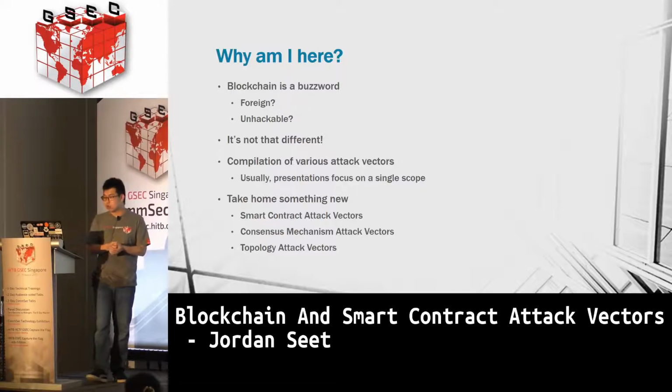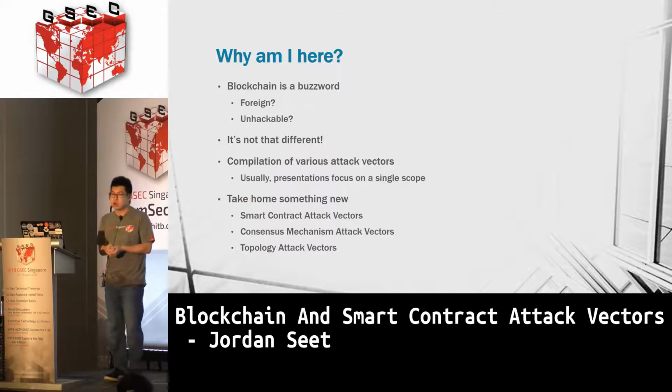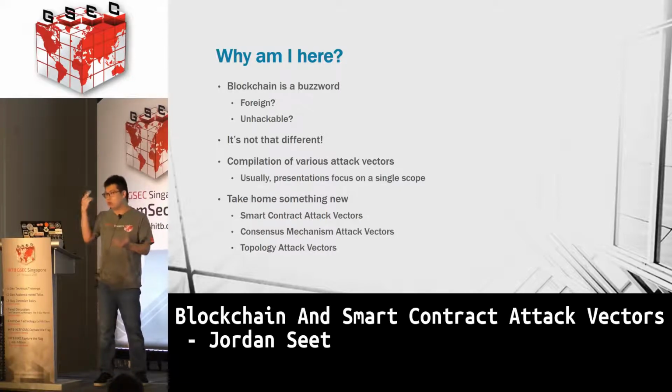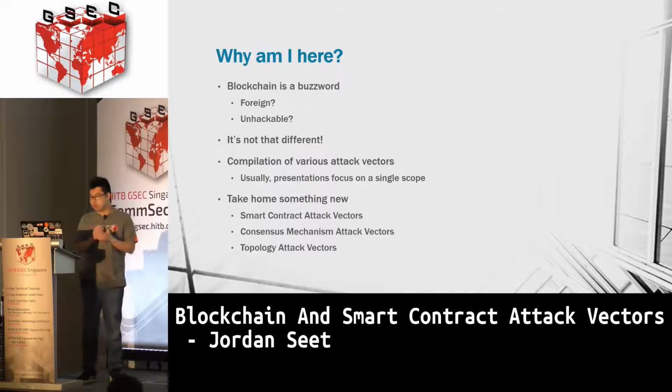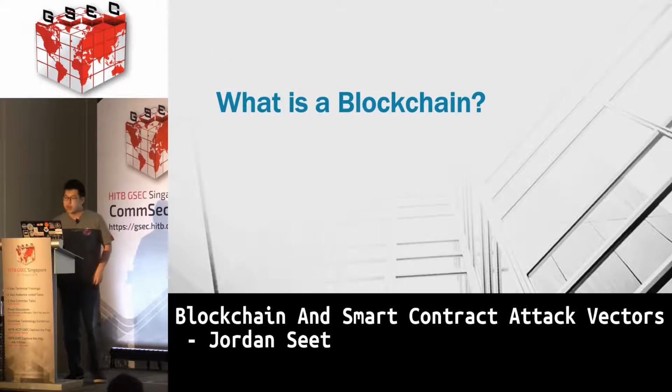So what I'm here to show you today is a compilation of various attack vectors on 3 different levels: the smart contract, the consensus mechanism, and the telecommunications topology attacks. And I hope you guys really take home something new, and I hope I can add value to what you guys know already. So moving on, for the uninitiated, what is a blockchain?